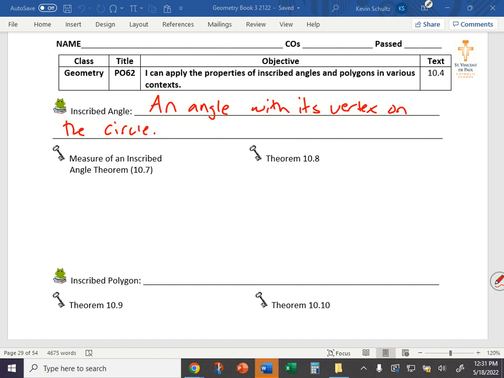An example would be something like this. Right? The vertex of that angle is on the circle itself. It's not in the center. It's not somewhere inside the circle, just in a random spot. It's on the circle itself. Okay?